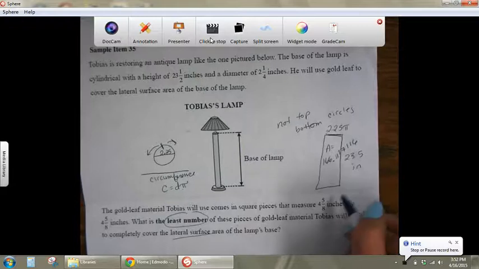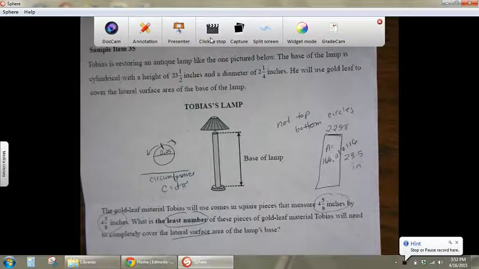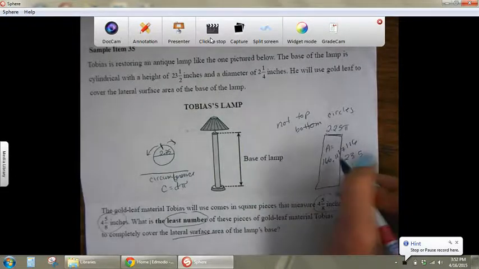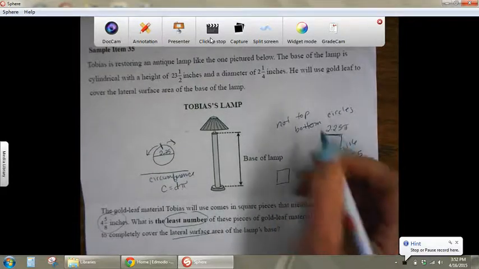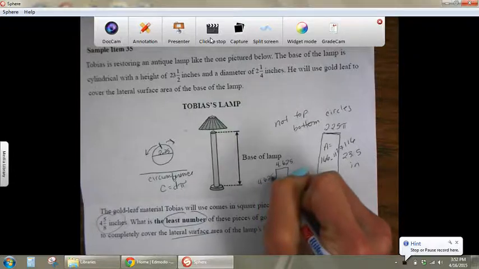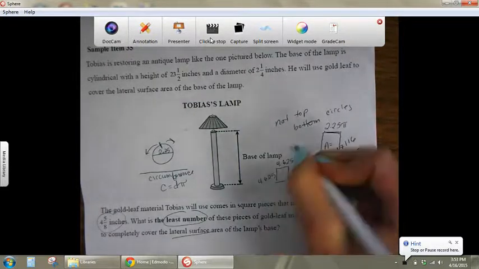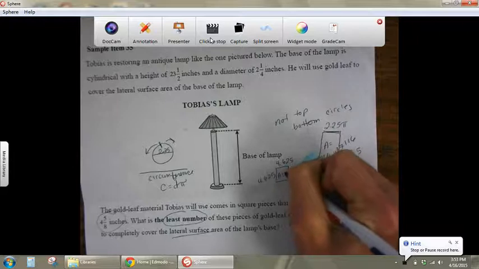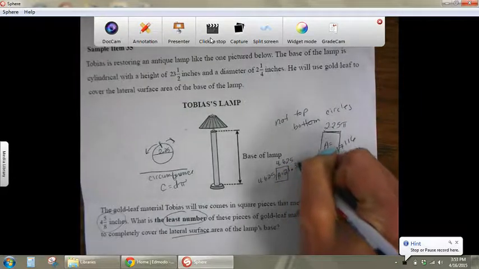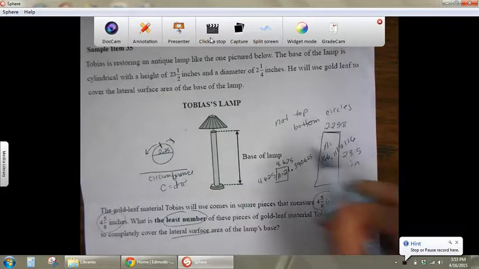And I need to cover it with these little squares. These little squares are 4 5/8 by 4 5/8. So I'm going to turn 5/8 into a decimal. It's 0.625. So I'm covering that with little squares that are 4.625 by 4.625. Let's find that area. I get an area of 21.390625. So you're going to be covering this much area with squares that have this much area.